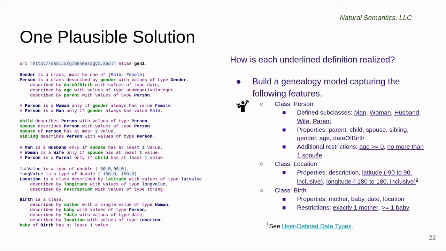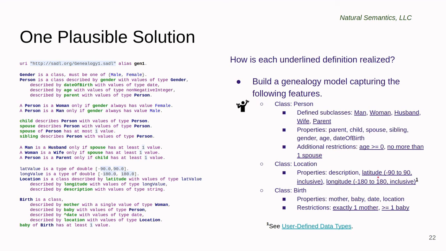We said no more than one spouse. So, spouse, here we go. Spouse of person has at most one value. So this is putting a max cardinality restriction for the spouse property on the person class, and that achieves this condition.